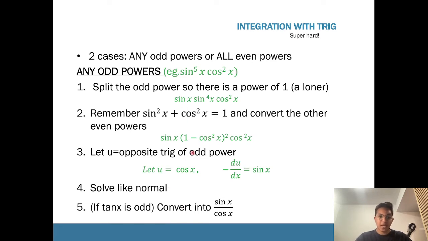If we do have a tan of x, then convert that into sine of x over cosine of x. Only if it's odd though. So generally, it's easiest to do everything with sine of x and cosine of x when it comes to integrating stuff with trig.